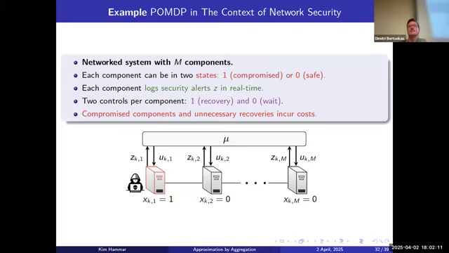So can you, at each stage, do recovery for one server or multiple servers simultaneously? In this particular problem, you can do it for multiple simultaneously. So you have quite a big control space as well, since you can choose a control for all the components simultaneously. So you have a multi-dimensional control space.